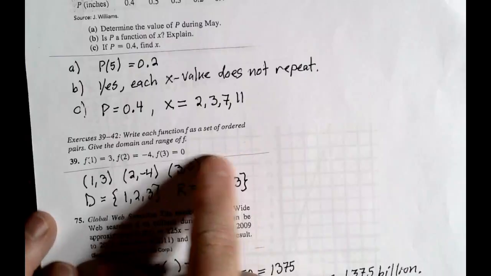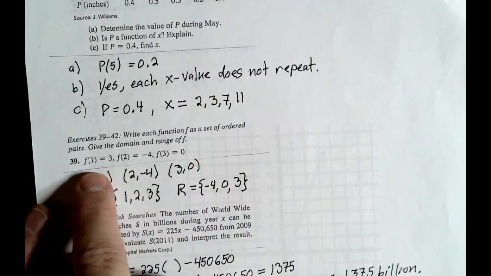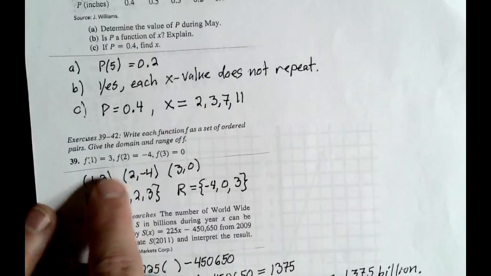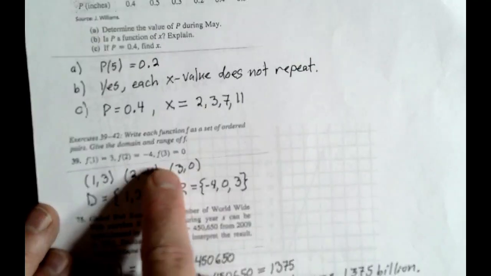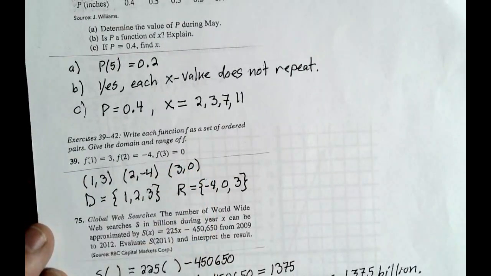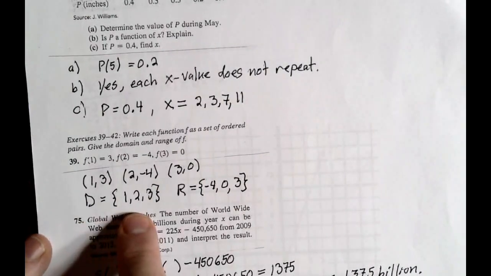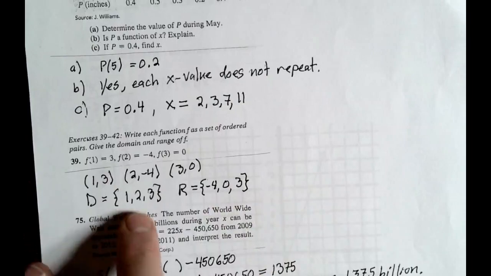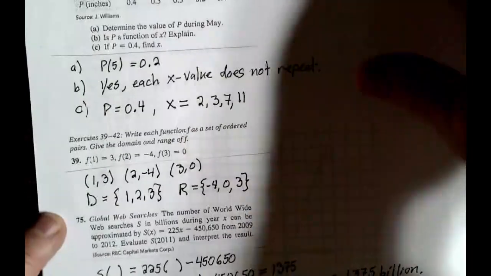Alright, write the function as a set of ordered pairs, given the function f of 1 equals 3, f of 2 equals minus 4, f of 3 equals 0. So (1, 3), (2, negative 4), (3, 0). Alright, and so your domain is 1, 2, and 3. Your range is minus 4, 0, and 3. X values are your domain, Y values is your range.